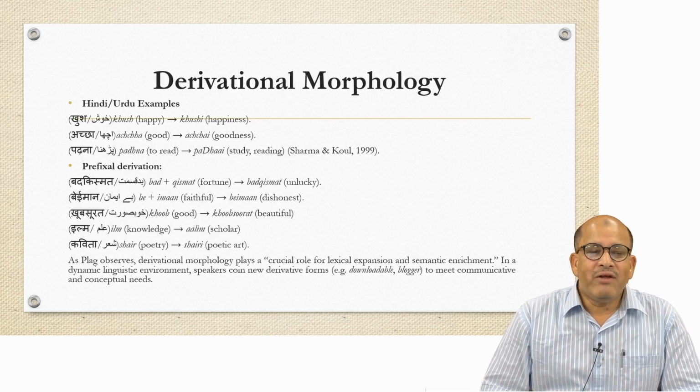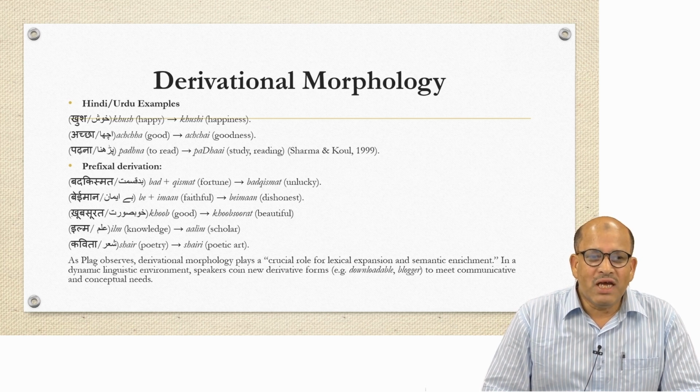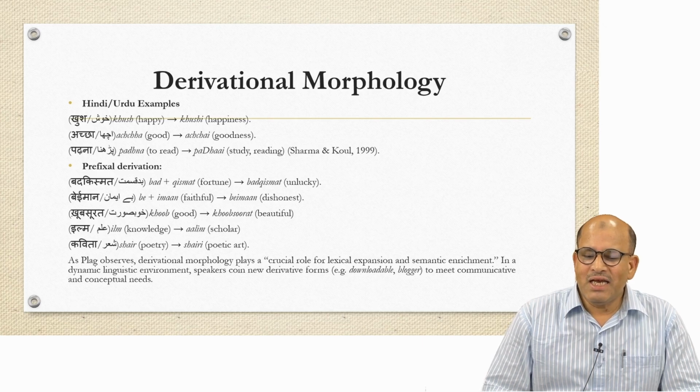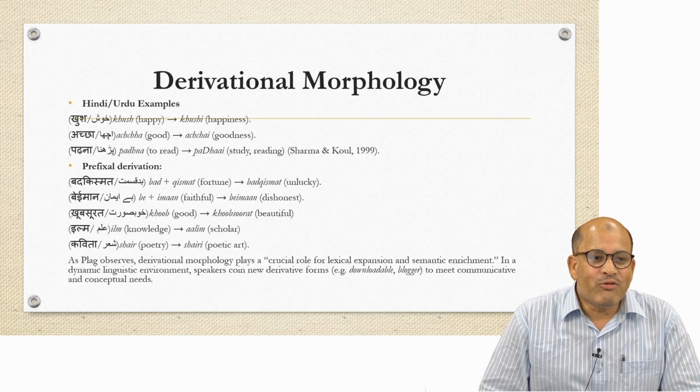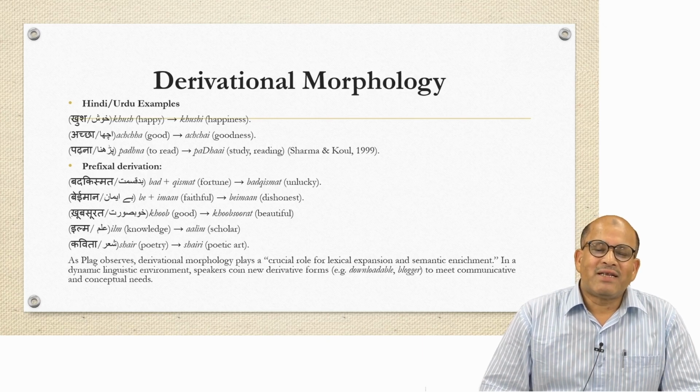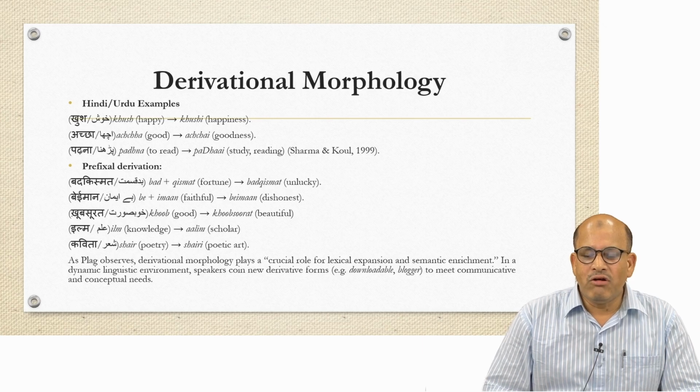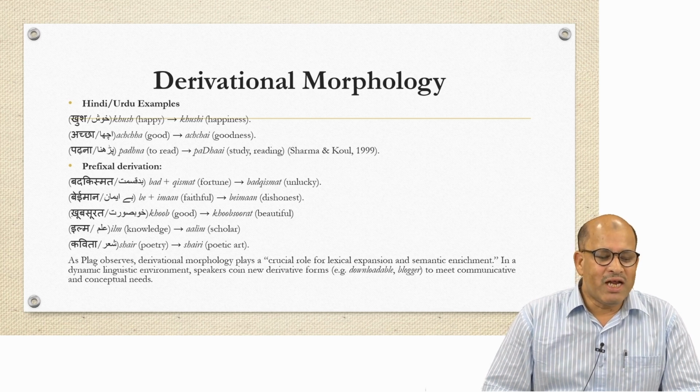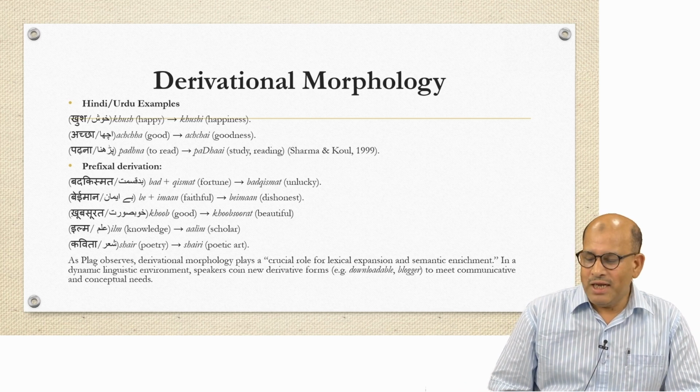As Plag, a very well-known scholar, observes, derivational morphology plays a crucial role in lexical expansion and semantic enrichment. In a dynamic linguistic environment, speakers coin new derivative forms. For example, as the time demands, we as linguists always create new terminology. Downloadable and blogger are new terms that are used after the invention of computers and new technology to meet communicative and conceptual needs in a specific domain.